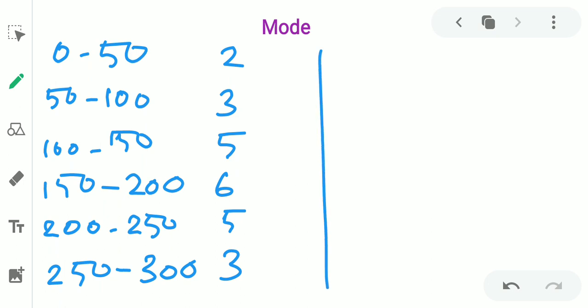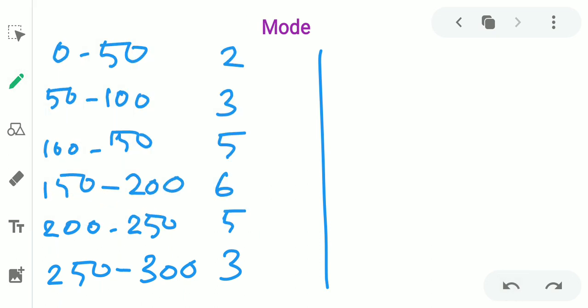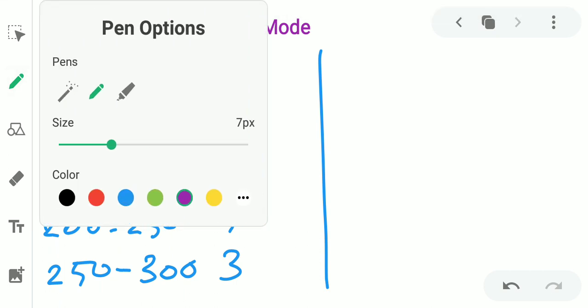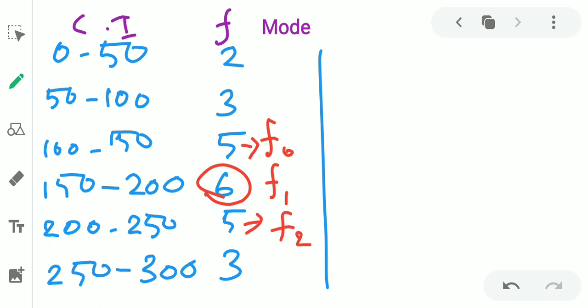For mode, only these two are enough, that is CI and F. We can do the problem. So this is CI and this is frequency. Our main purpose is finding out F1, F0, F2. The highest frequency will be F1, the frequency before it is F0, and the frequency after it is F2. Okay, now we are going to write one more thing, that is L.